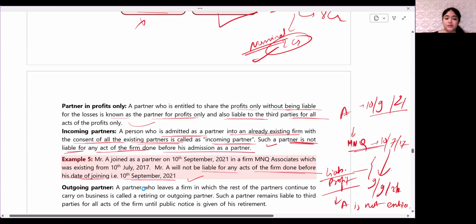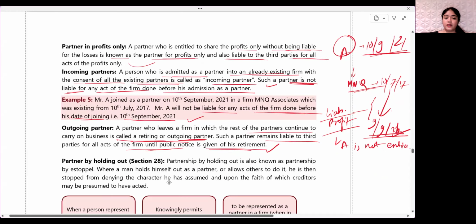Next is your outgoing partner. A partner who leaves a firm in which the rest of the partners continue is called a retiring or outgoing partner. A person who is going out of the firm is retiring from the firm. Other partners are continuing. Such a partner remains liable to third parties of the firm until public notice is given of his retirement. Now, here on 10th of September, let's consider he gives a notice. So, until he gives the notice, he will be liable from 10th July 2017 to 9/9/21. A will be liable if he is an outgoing partner. I didn't take a different example, I just explained it in this one.